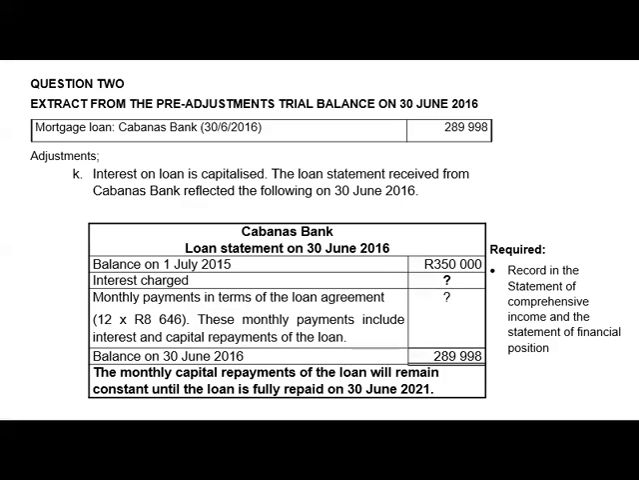Okay, let's start with this quickly, guys. First of all, here we have this 89,000, right? 289,998, which is the closing balance. And that closing balance is the same as the balance in the statement.